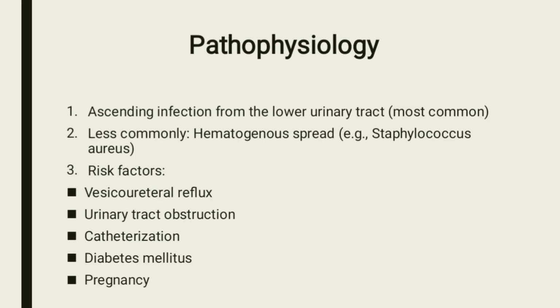The infection typically ascends from the bladder through the ureters into the renal pelvis. Conditions that impair urine flow, such as obstruction or reflux, facilitate bacterial entry. In rare cases, bacteria reach the kidney through the bloodstream.